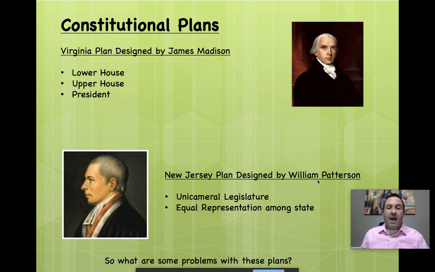The other plan we have, of course, was the New Jersey plan designed by William Patterson. He argues for a unicameral legislation, so one legislative body. So no House and Senate, just one body. But he wants equal representation for each state. So every state gets, say, I don't know, 2 people.